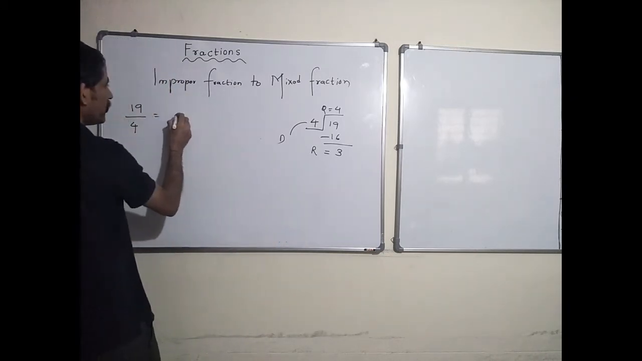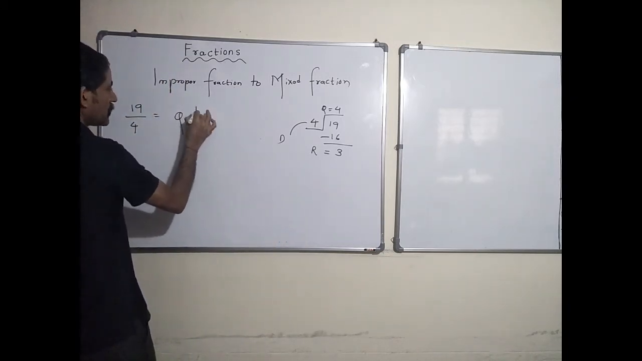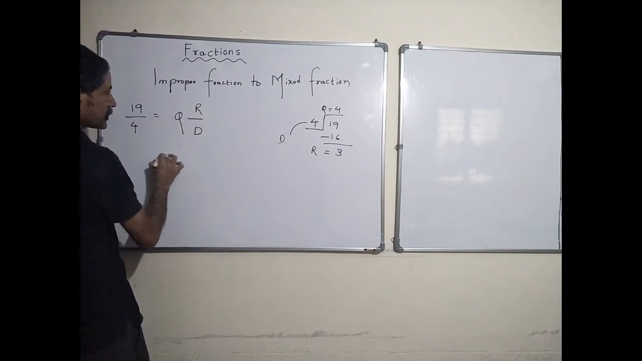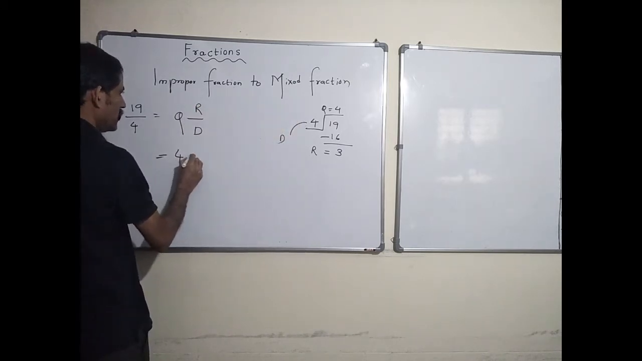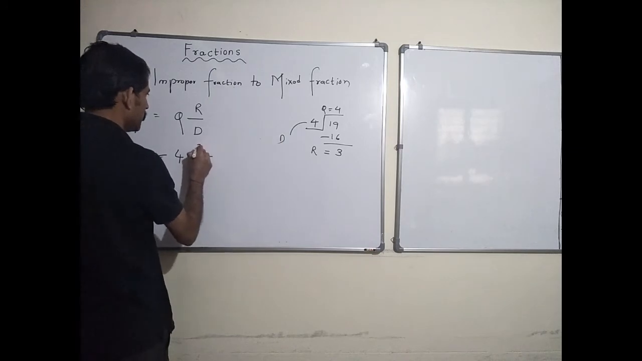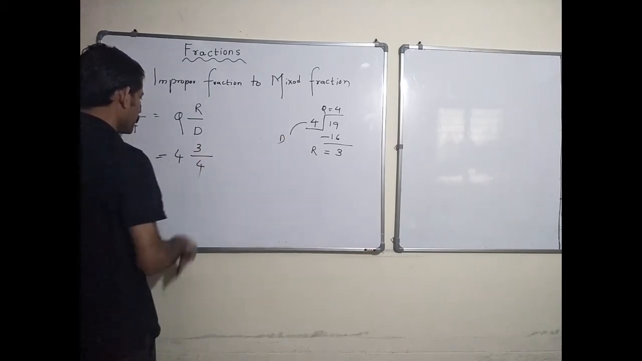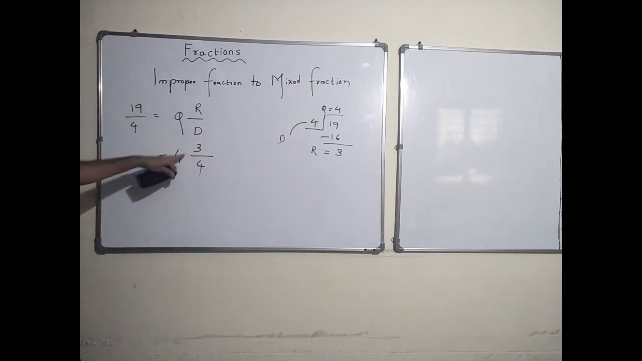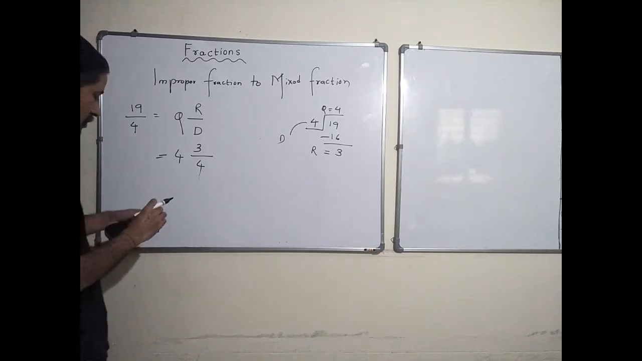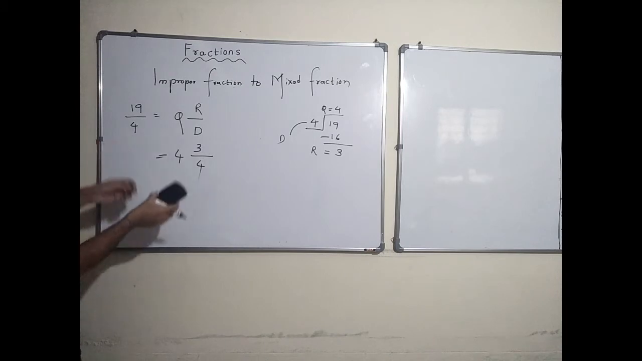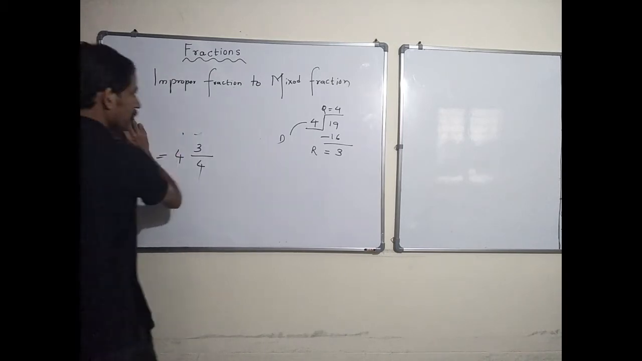So it should be in the form q r by d. What is q here? q is 4. r is 3. d is 4. So it is nothing but 4 3 by 4. Correct? Good. Now let's take one more example before we move on.